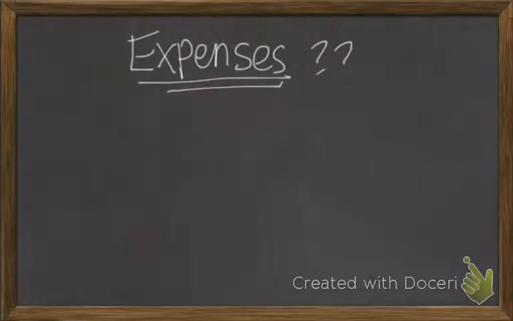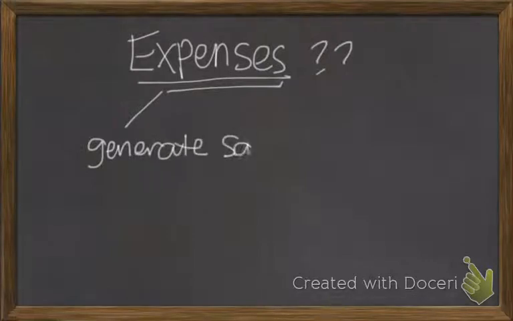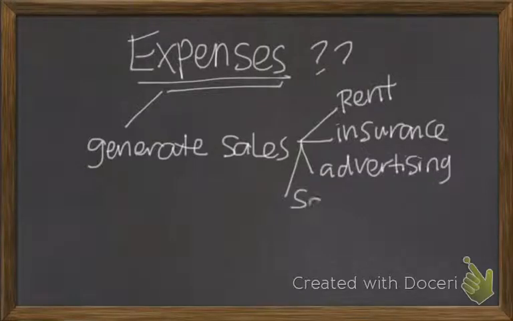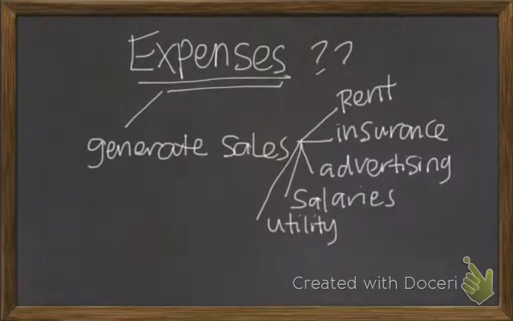Normally, in the process of generating sales, the business may use up services such as rent. The business needs to pay business insurance, advertising expenses, and salaries. It needs to pay utility expenses such as electricity, water bill, and telephone bill, and all of these services are part of the operating expenses of the business.